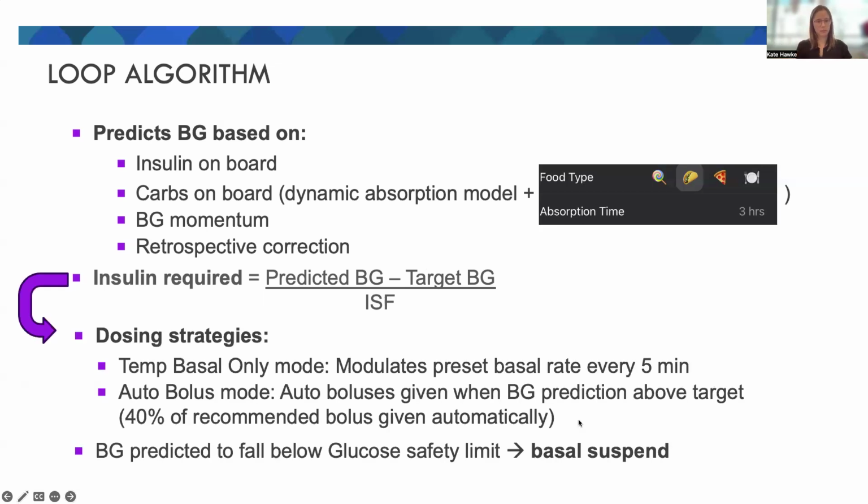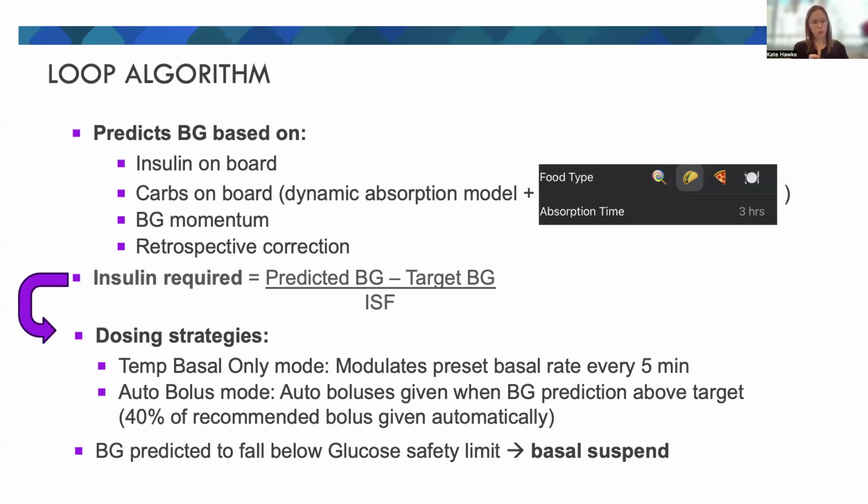Once we know how much insulin is required, Loop will go ahead and provide that additional insulin, depending on which dose strategy has been selected. If it's temp basal only, then it's going to provide the additional insulin by giving a higher basal rate. And this can be modulated and revisited every 5-minute loop cycle. If we've selected auto bolus mode as our dosing strategy, then the extra insulin that's required will be delivered by Loop in the form of auto correction boluses.